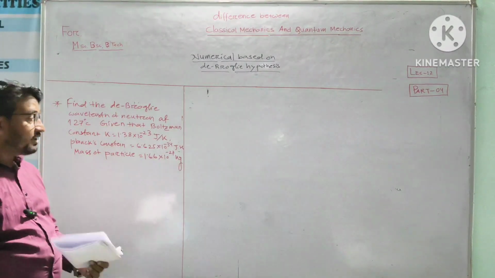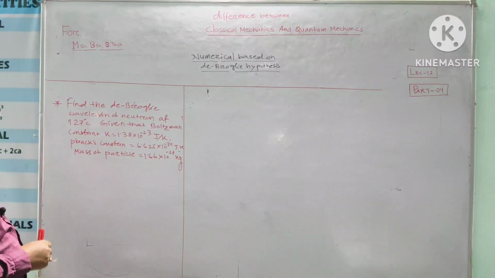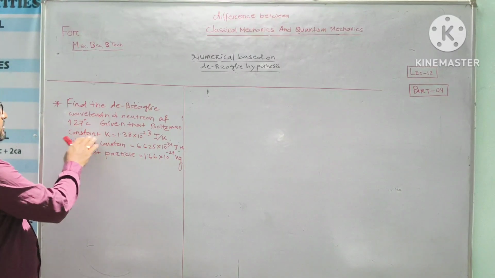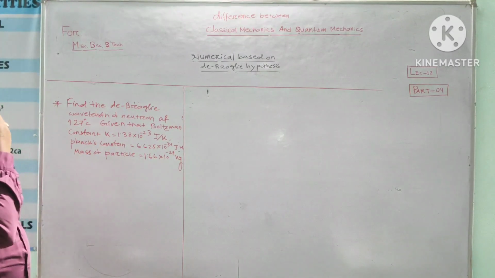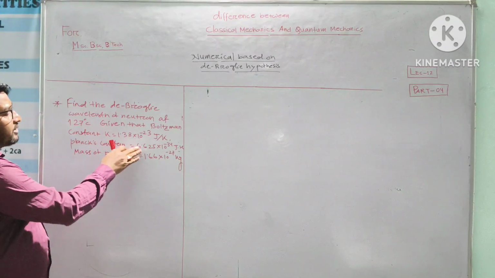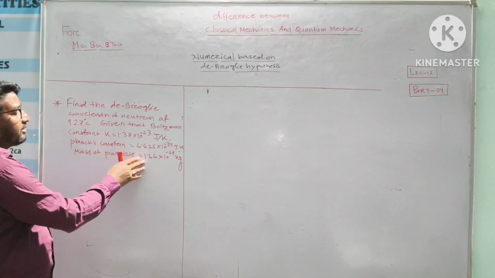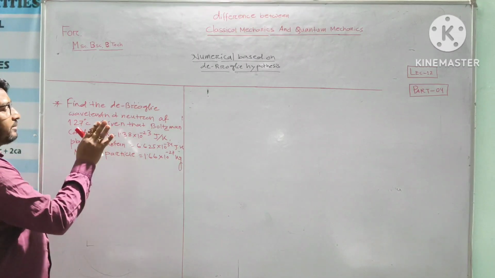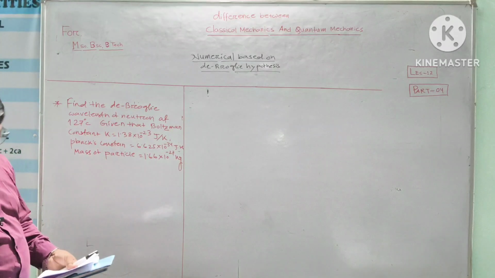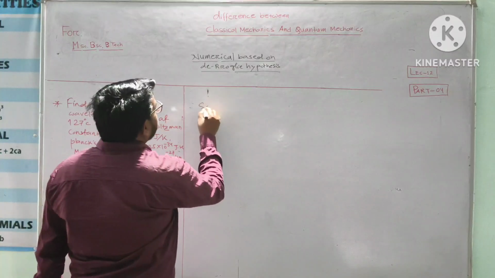Our next problem is: find the de Broglie wavelength of a neutron particle at 127 degrees Celsius, given that Boltzmann constant k equal 1.38 into 10 to the power minus 23 joule per Kelvin. Also, Planck constant is equal to 6.625 into 10 to the minus 34 joule second, and mass of particle equal 1.66 into 10 to the minus 27 kg. Mass of particle, that means the particle is neutron.